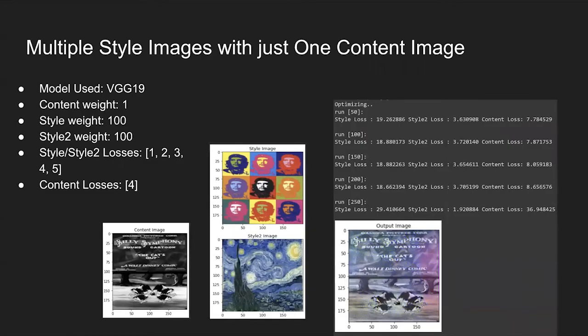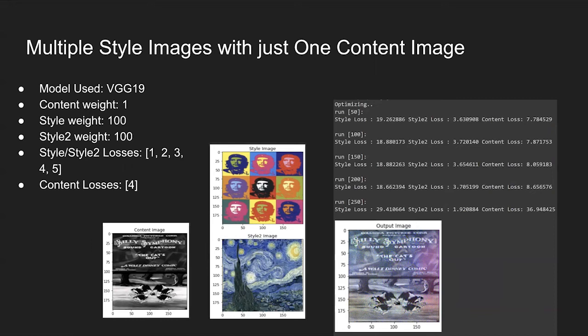Yeah, so one of the next things that we tried was just multiple style images with just one content image. The only thing that we had to add to this is just to add another style loss to our total loss function. As you can see on the right, we have a style loss, a loss for the second style function, and a content loss.